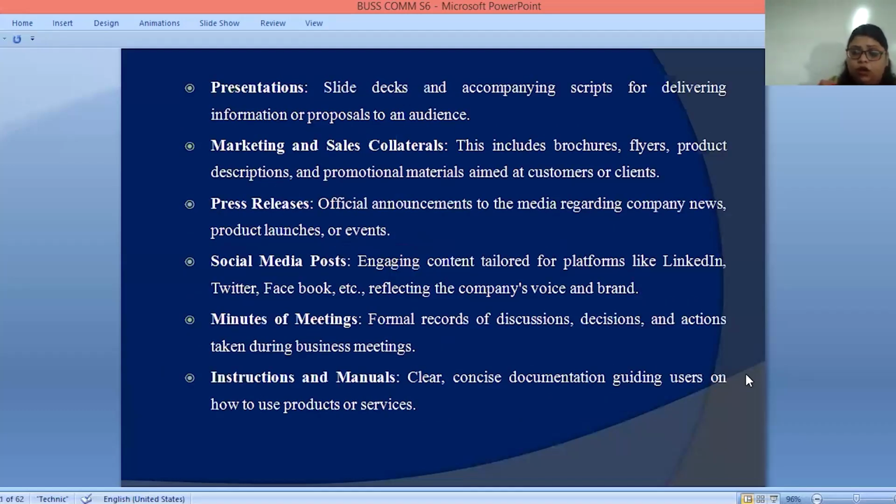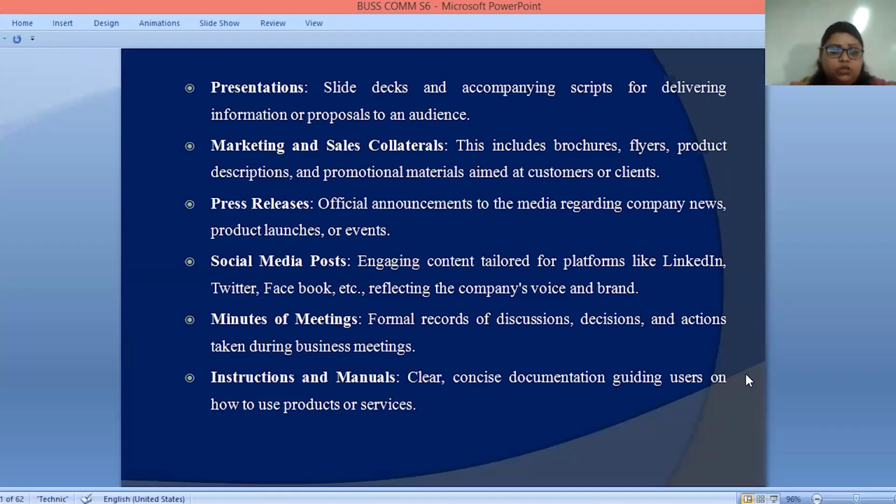Next, we'll be talking about presentations. Obviously, business writing is used in presentations to deliver good slides, accompanying good scripts, and also to deliver good information to the audience. So in the next session, we'll try to cover the skills to create a presentation for a business meeting, right?